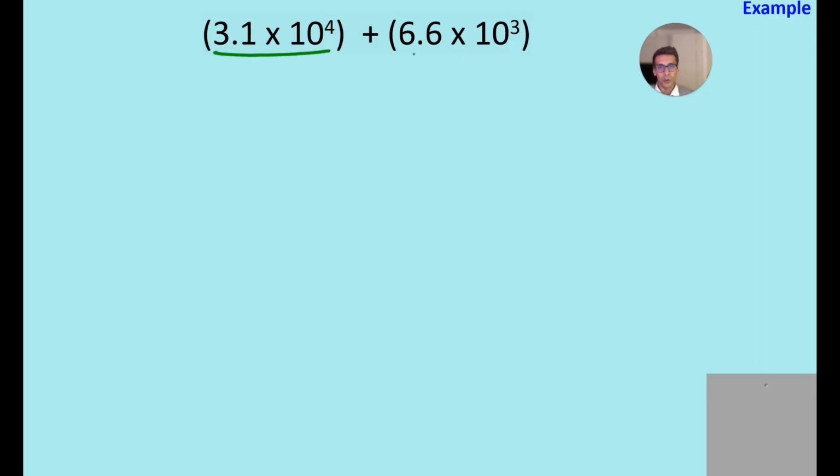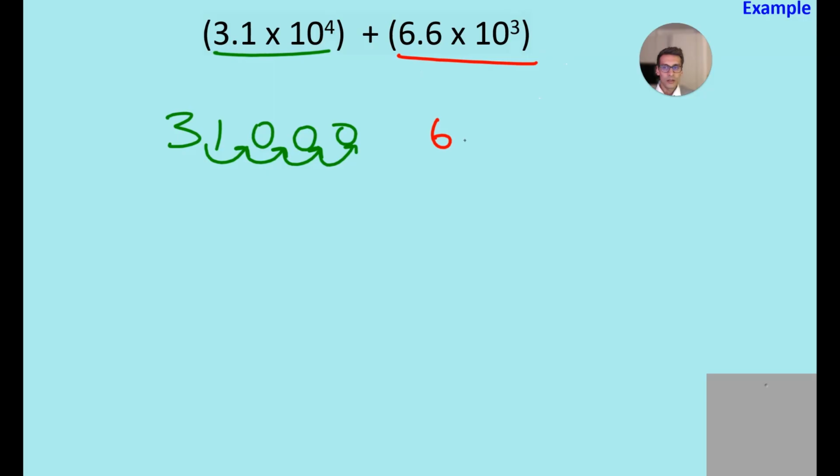So I'm going to write this out the long way. So this is 3.1, and the decimal moves 4 places: 1, 2, 3, 4. So add the 0. So this is 31,000. And this one here, underlined in red, is 6.6, but the decimal moves 1, 2, 3 places. So this is 6,600. So we're just going to add these up.